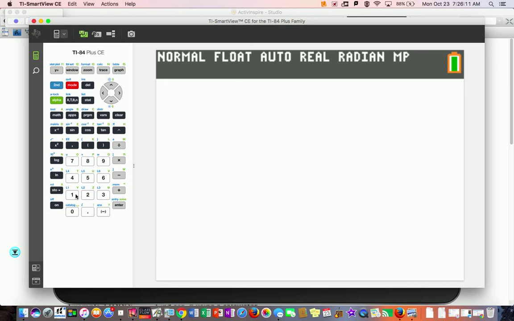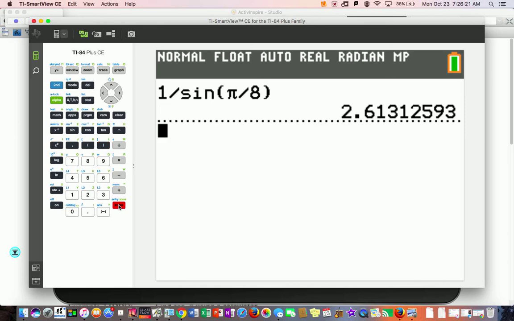But now I'm going to type in 1 divided by the sine, and I can just type in pi divided by 8. And I get 2.6131. So I'd write down 2.6131.